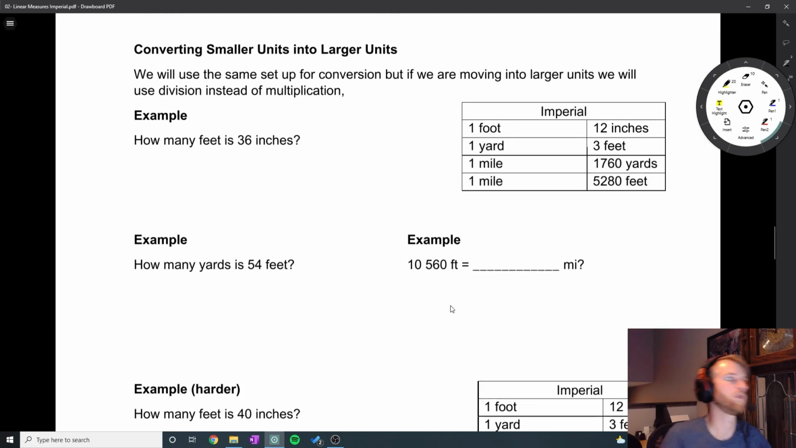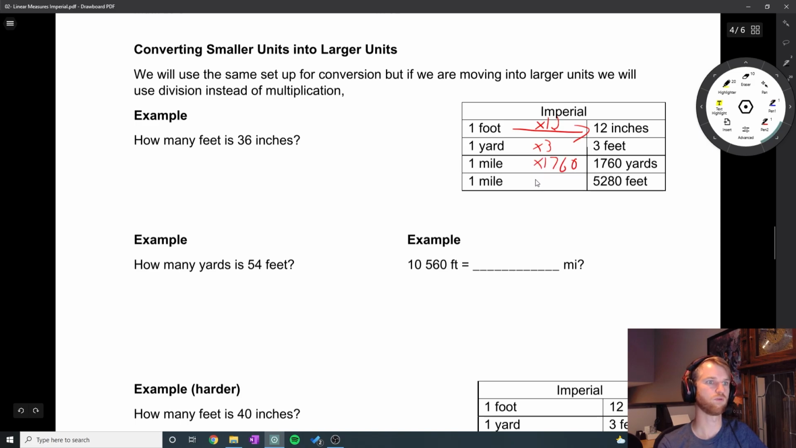So now we're going to talk about going from small units into large units. So all the problems before, we were taking big units and then turning them into small units. So in all those cases, we were getting to multiply. Okay, multiply by 12, multiply by 3, multiply by 1760, or multiply by 5280. Now we're going to go from our smaller units to our bigger units. Okay, so if we're going to use bigger units, we won't need as many of them to measure the same amount of distance. So we're going to, in this case now, be dividing.